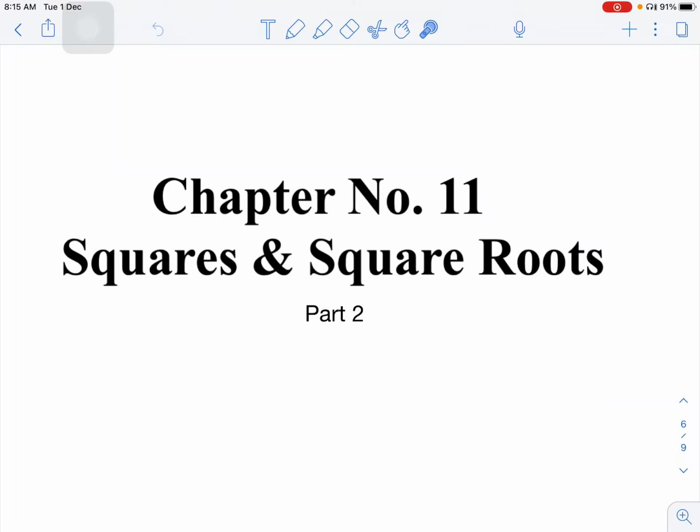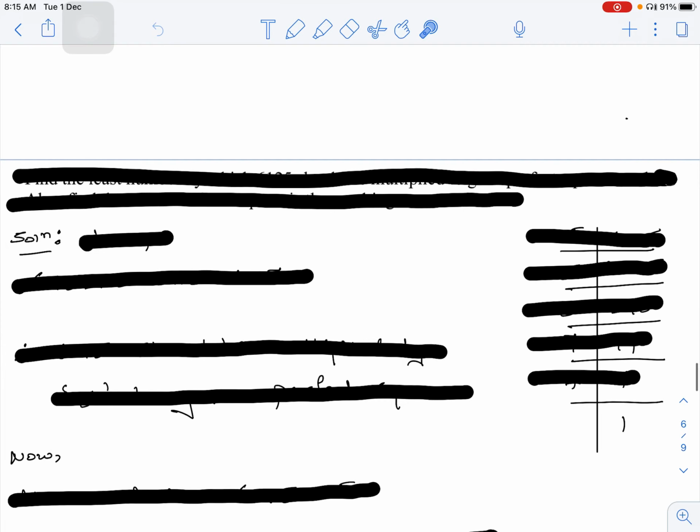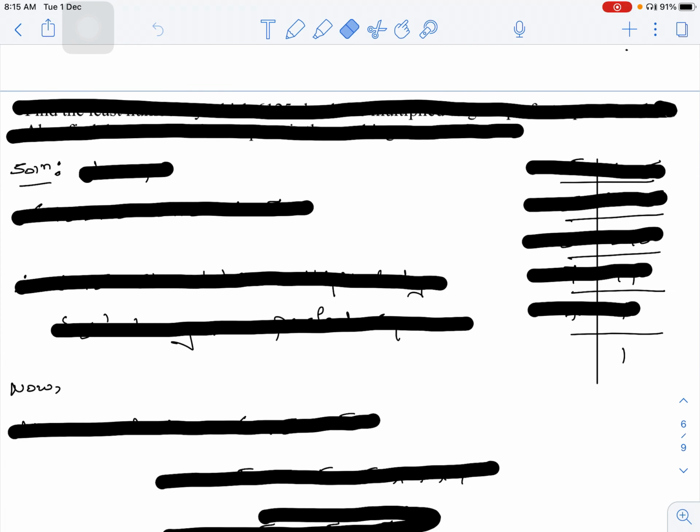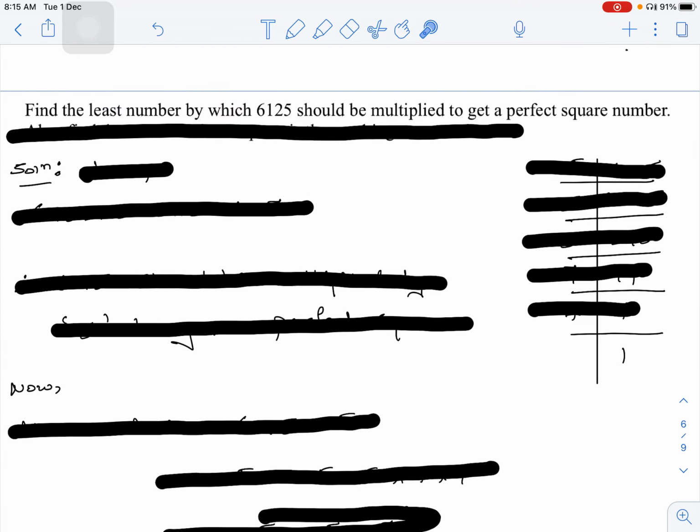So, hello students. Today we are going to learn part 2 of chapter number 11, that is squares and square roots. Okay, so let us start it. Let us start with our first example. Here it is given: find the least number by which 6125 should be multiplied to get a perfect square number. So let us first solve the first part of this question.